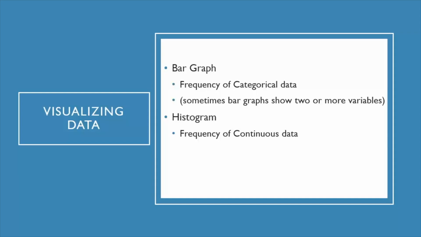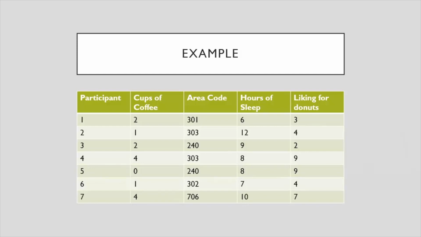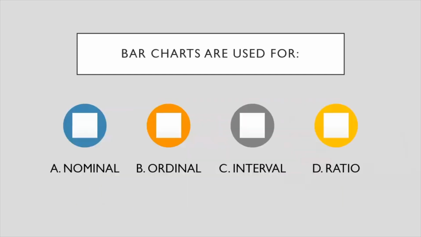Okay, let's do one review question and then we will stop for this video. Bar charts are used for what kind of data? They're used for nominal data. Nominal data is the data that gives us categorical variables. So the answer is nominal data.